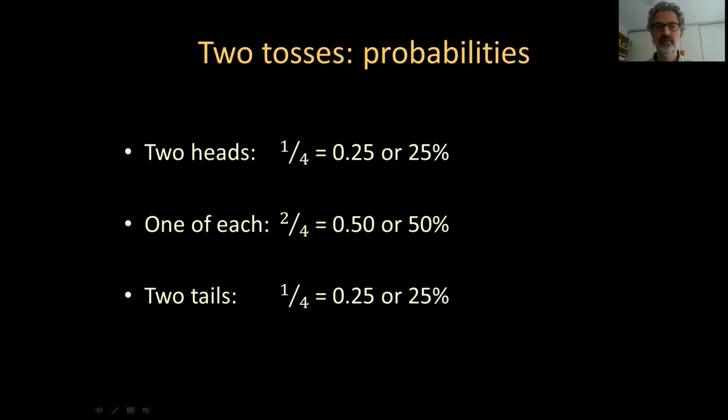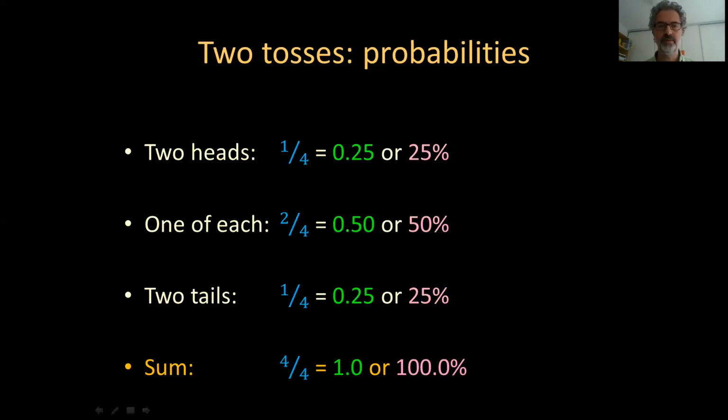And these were 1 divided by 4, because there's 4 possible patterns: 25% to get 2 heads, 25% to get 2 tails, and 50% to get 1 of each, because there's 2 ways out of 4 to get one heads and one tails. And as you will recall, the total of these probabilities must be 100%, or 1, because these are all the possible outcomes.